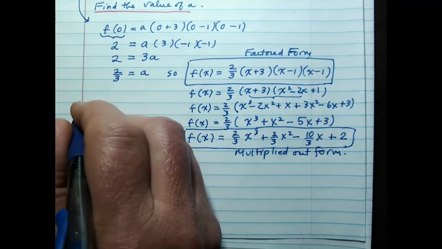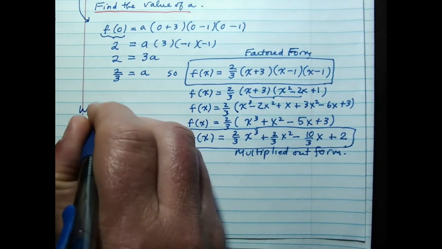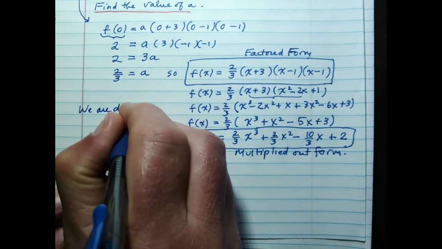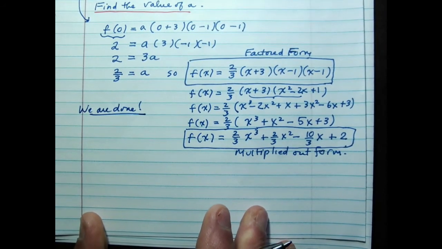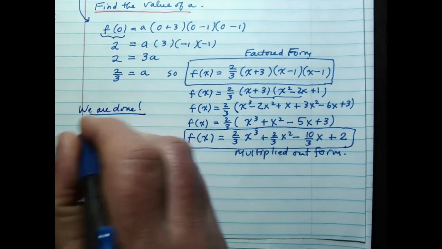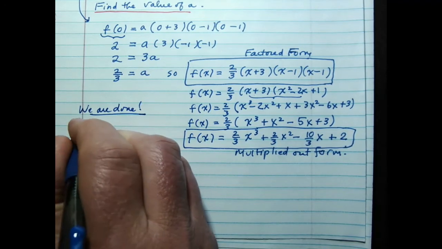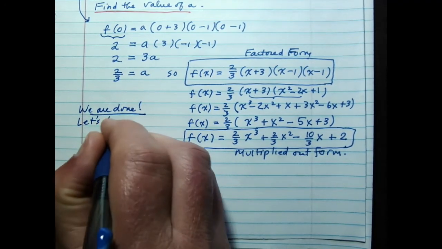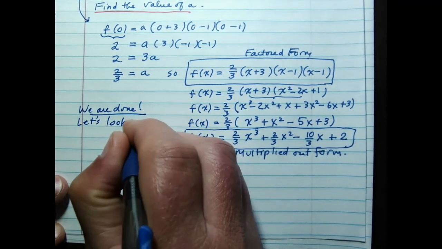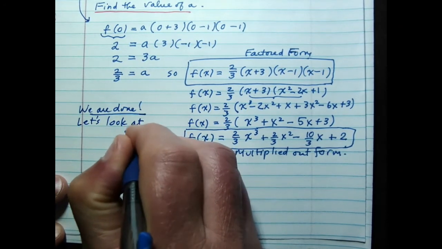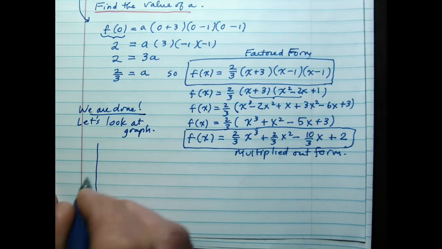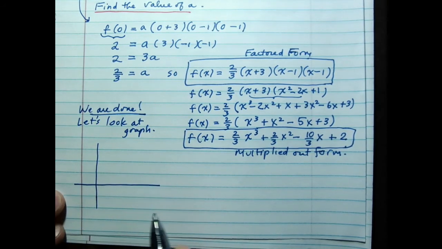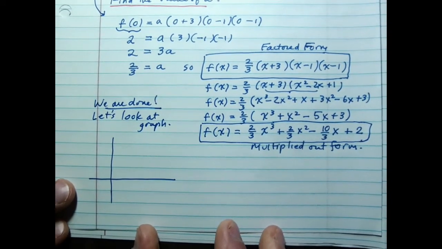So we're done. Just want to make sure you understand that. This is not part of the problem now. We answered the question. I just want to look at the graph of f. And how much can we say about this graph based on what we know about these zeros?